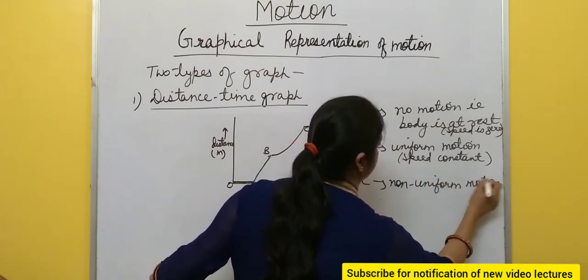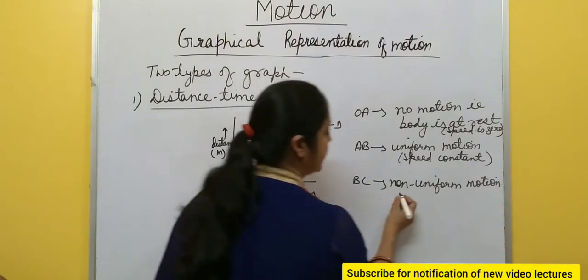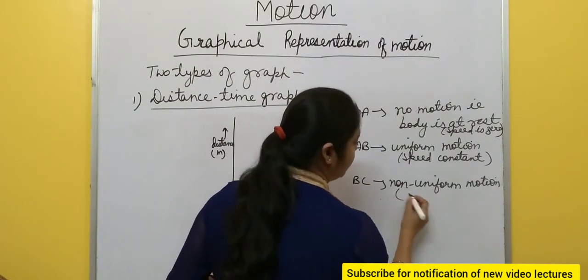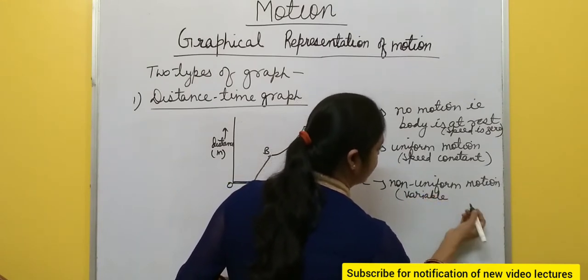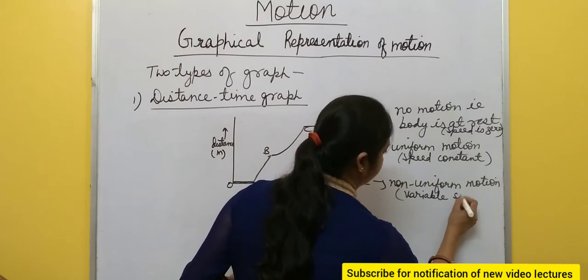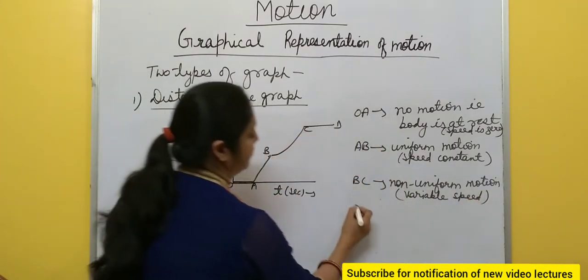And here, non-uniform motion, slope is positive, so increasing speed. Non-uniform motion, you write variable speed. Whether the speed decreases or increases, no need to write variable speed. Here speed is increasing.